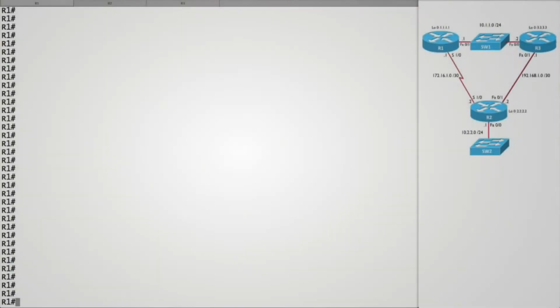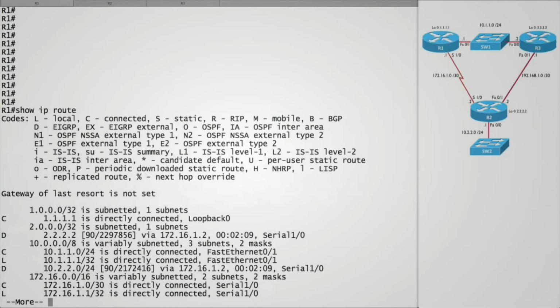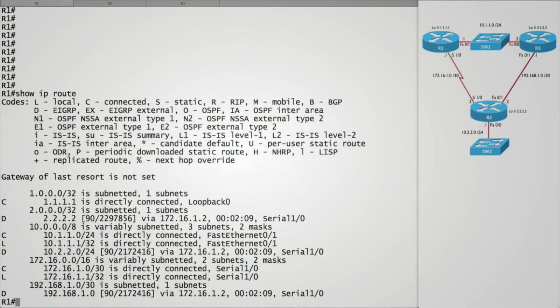In this EIGRP trouble ticket, we seem to be having an issue with router R3. We don't seem to be learning any networks from R3, and R3 doesn't seem to be learning any networks from R1 or R2. Let's do some verification to make sure we understand the issue. If I do a show IP route on R1, notice that the loopback IP address of R3 is missing. There's no route to 3.3.3.3.